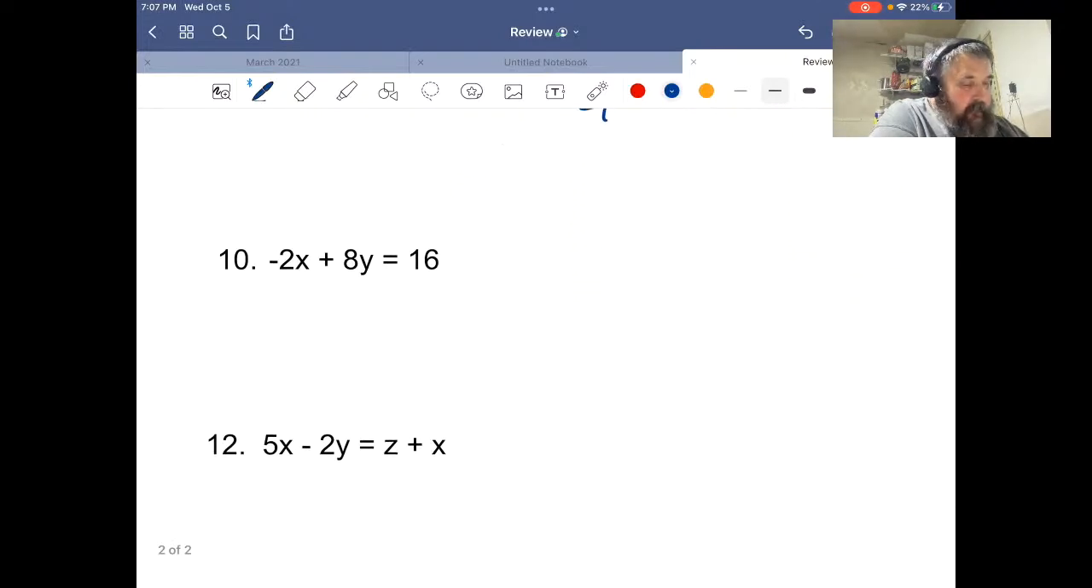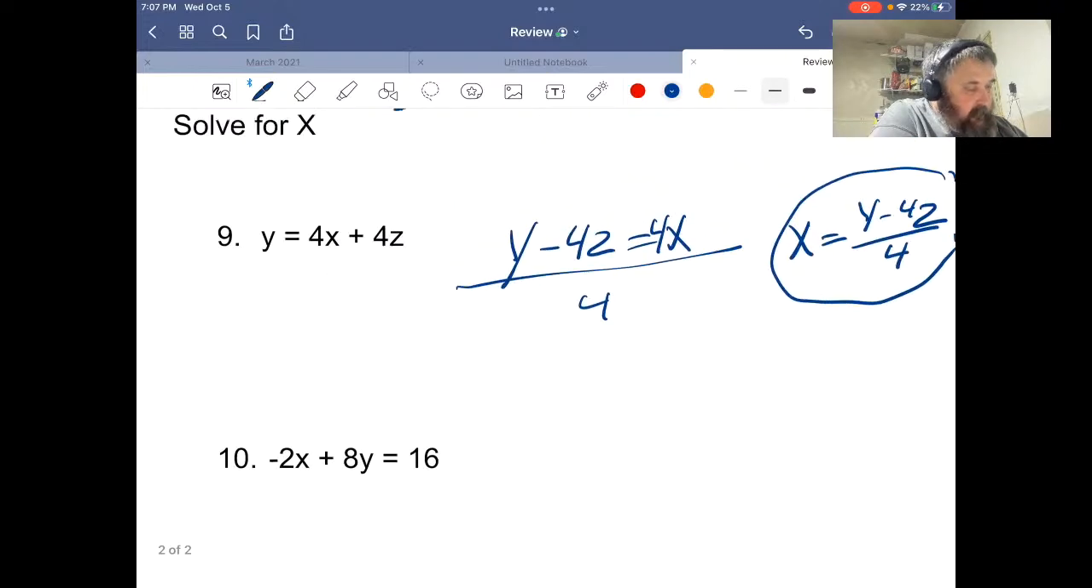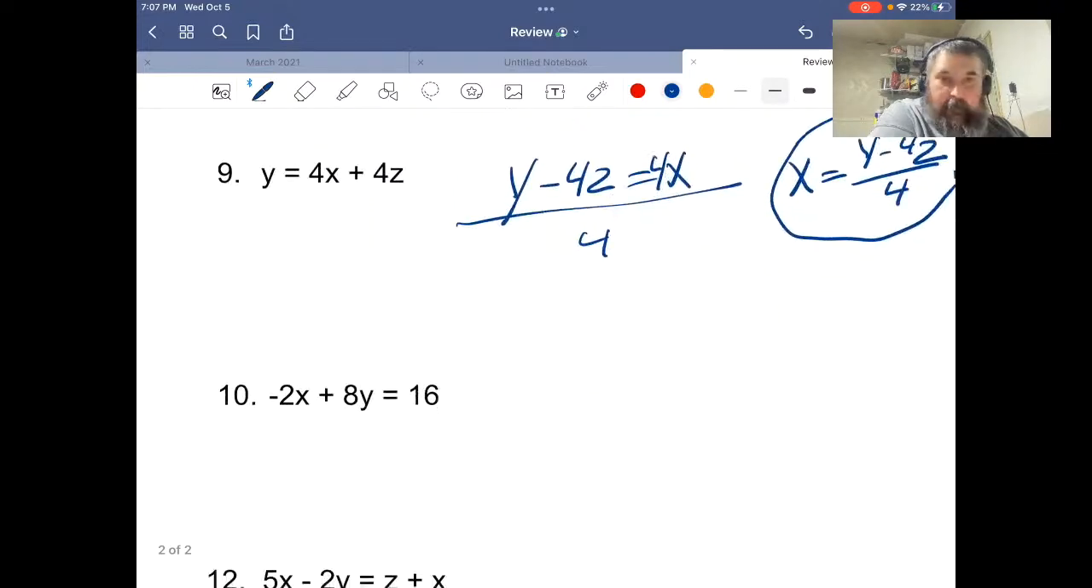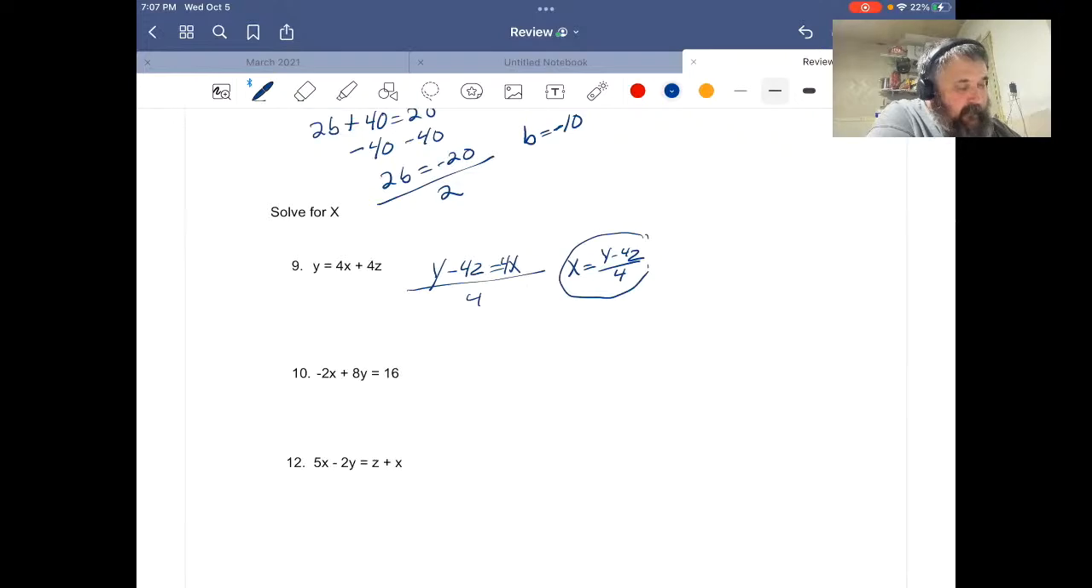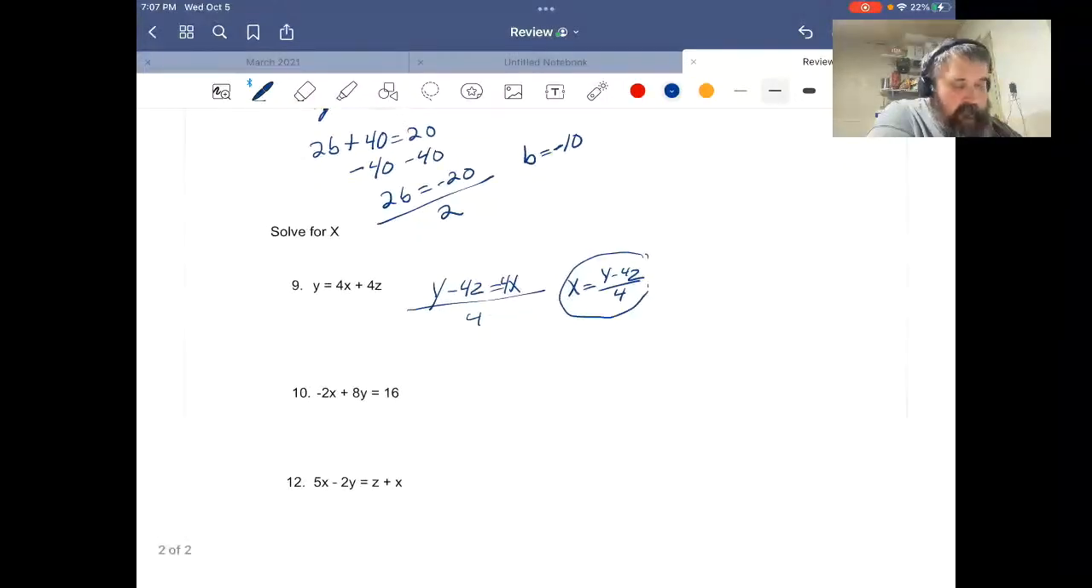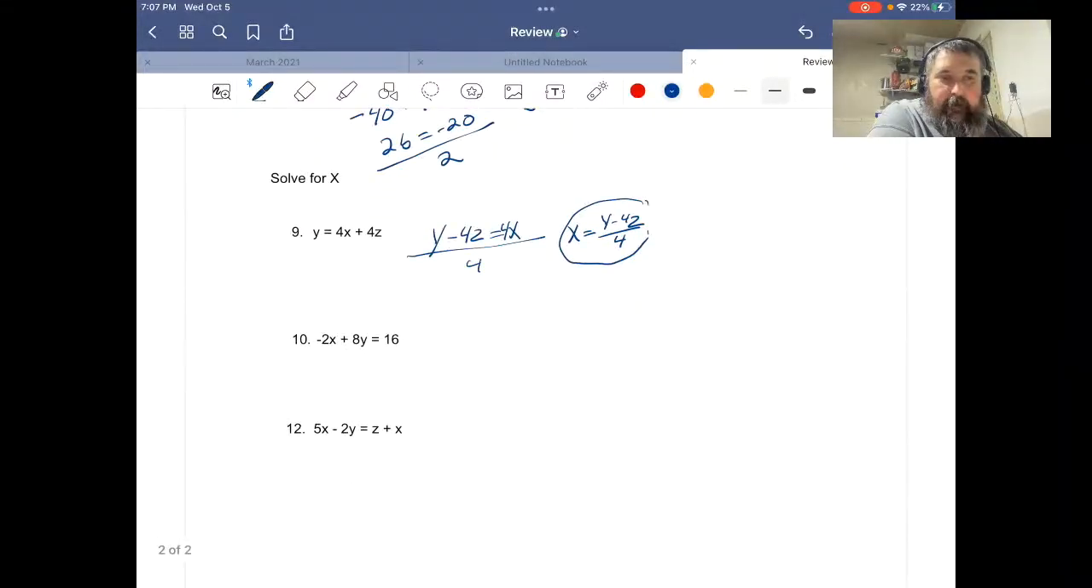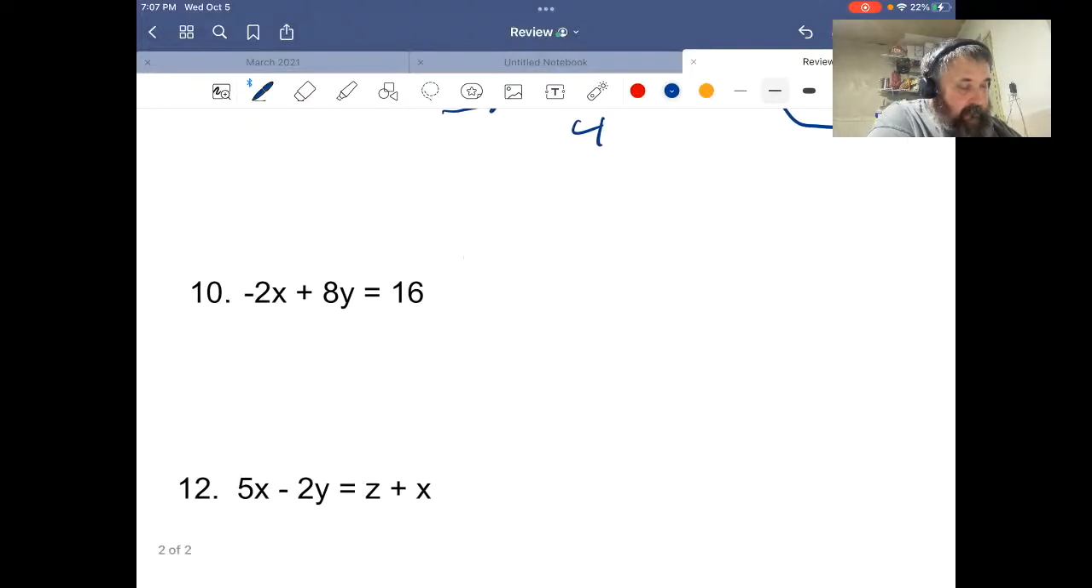Let's take a look at number 10. If you notice, I think he miscounted. There's only 11 because he goes 9, 10, 12. And he's the math teacher. Okay, so let's take a look at this.